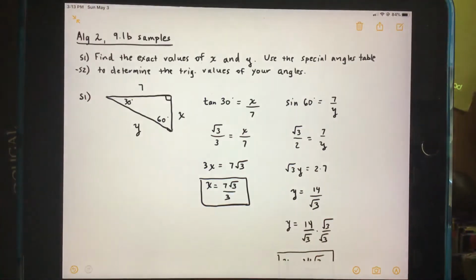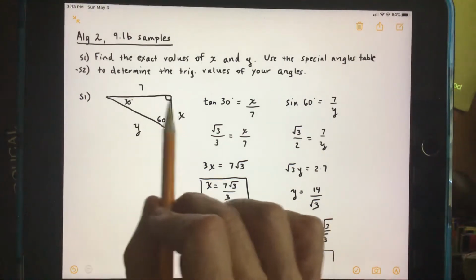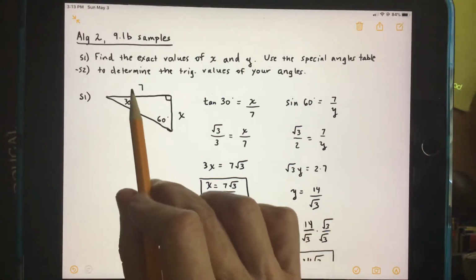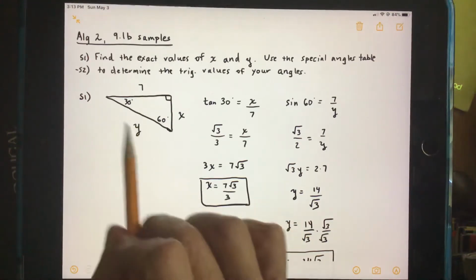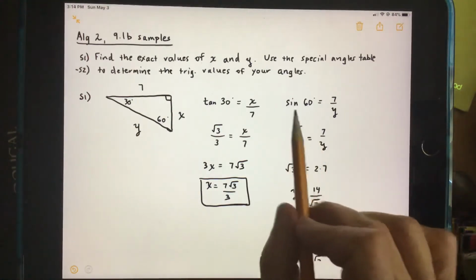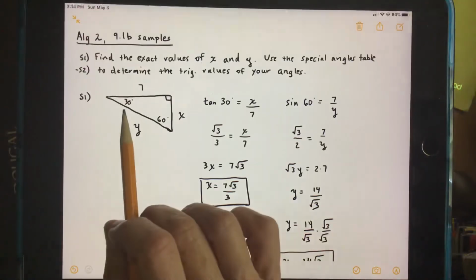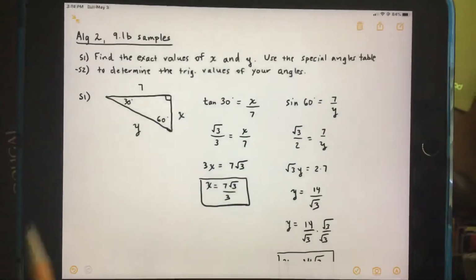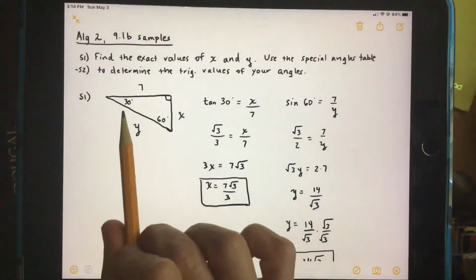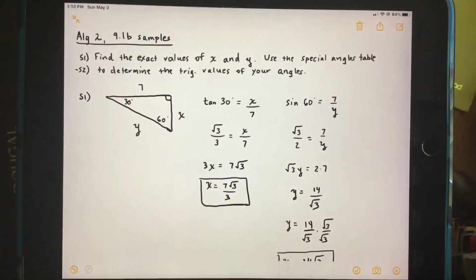The sine of 60 degrees will be my opposite leg. So opposite of 60 degrees, that leg is 7 over my hypotenuse y. Sine of 60 degrees is 7 over y. Again, I have choices. I pick the angle that I want to work with, and I then write my ratio based on the angle I have picked. If I had picked 30 degrees here, then I could have said that the cosine of 30 degrees is 7 over y, and it would give me exactly the same answer.